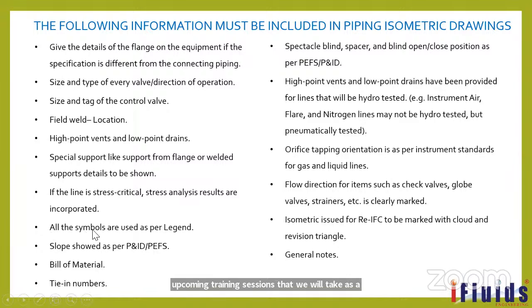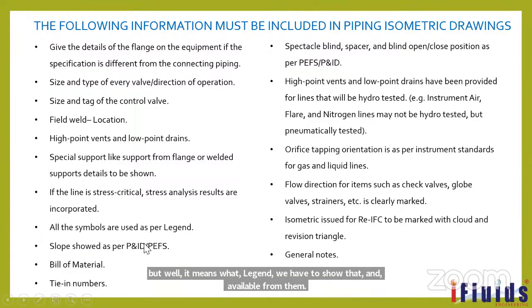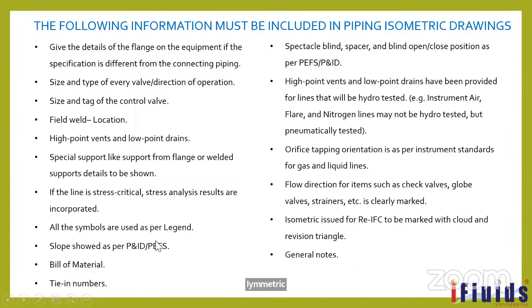And then all the symbols are used as per legend. In the isometric itself there will be a legend: for field joint, socket weld, butt weld, what legend we have to show, all available from the isometric drawing. And then slope is also shown as per the P&ID. Some process lines, as I mentioned earlier, require slope, and that also will be shown in the isometric drawing. Bill of material we already saw.